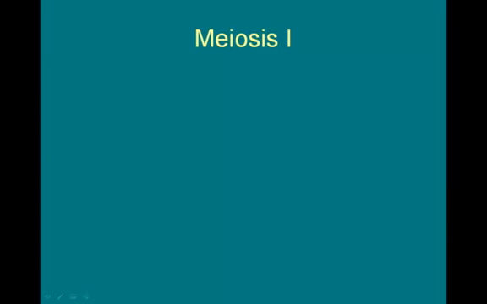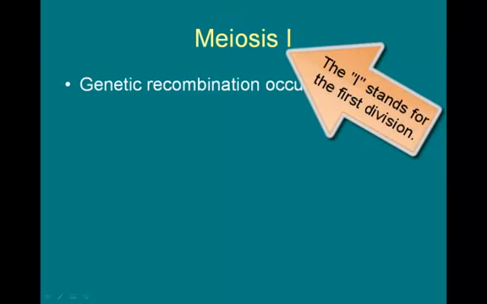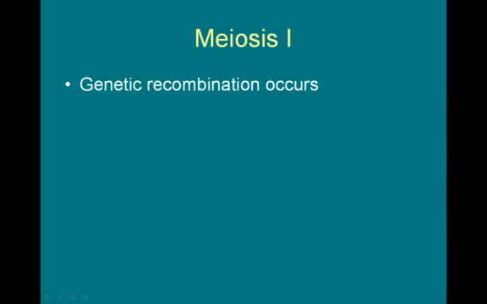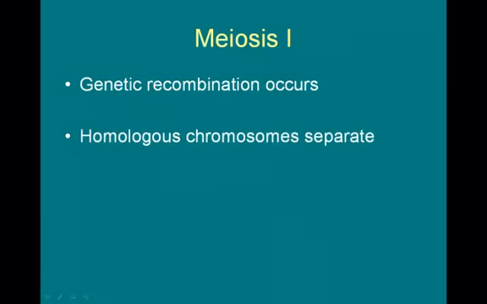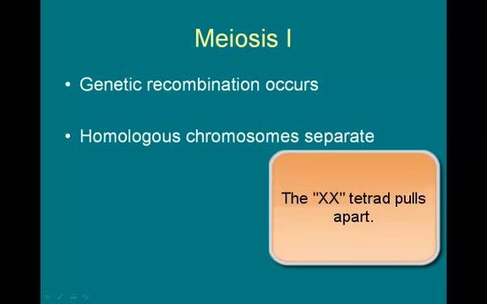So let's talk about meiosis 1. In meiosis 1, genetic recombination occurs. Remember, the two types of genetic recombination were crossing over and independent assortment. These are happening in the first half of meiosis. The homologous chromosomes are going to separate. Those one from mom and one from dad, they're going to pull apart and go into different cells during meiosis 1.